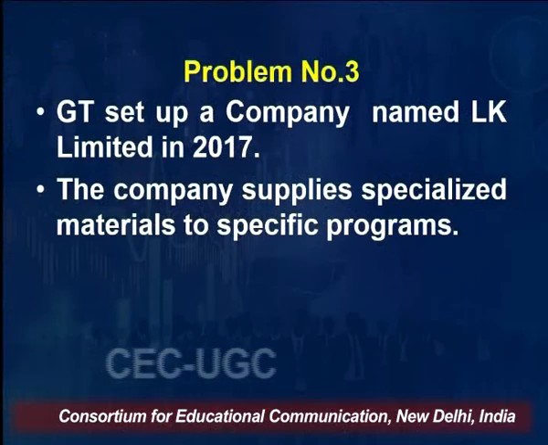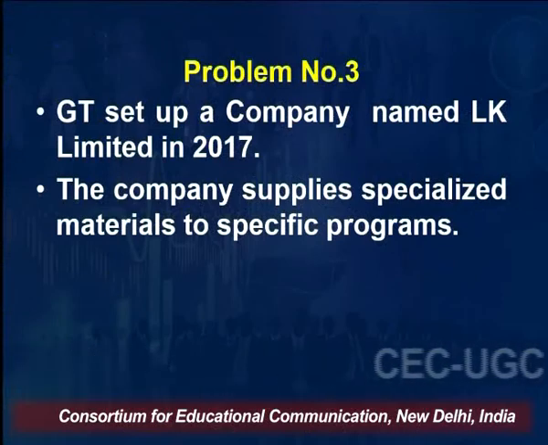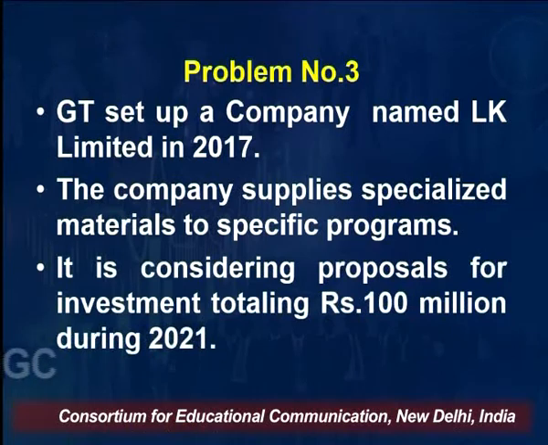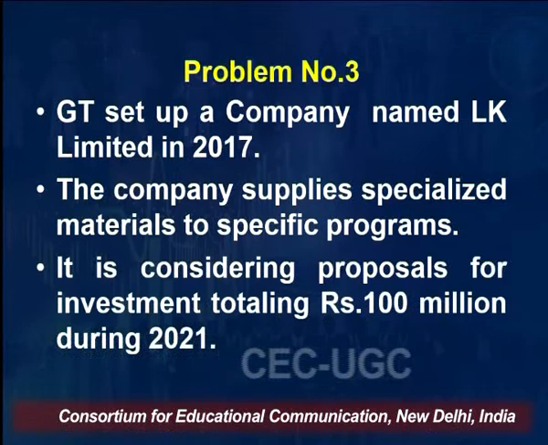Now I shall be moving towards another interesting question, which is going to be our problem number 3. Suppose there is an entrepreneur called GT, and he has established a company named LK Limited in 2017. The company is into the supply of specialized material to specific programs, and they are considering proposals for investment totaling 100 million rupees during 2021. So there is a proposal to invest into this company, and the amount is 100 million rupees.